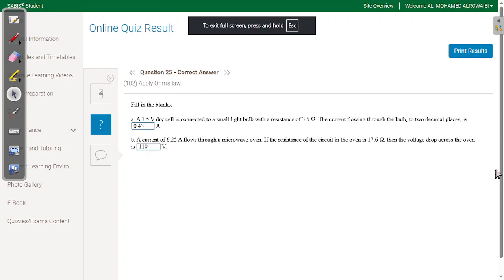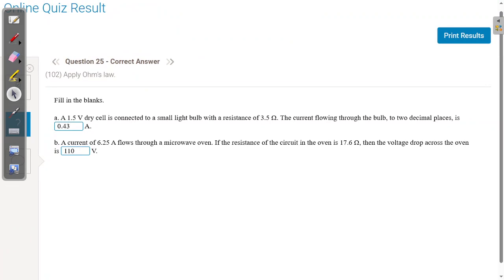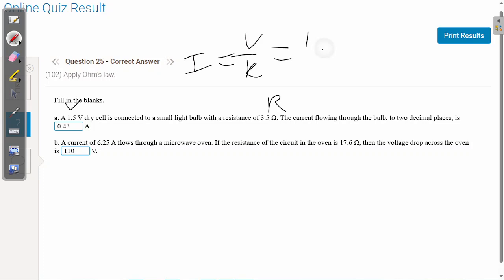Okay, a 1.5 volt dry cell is connected to a light bulb with resistance 3.5. The current is what? So I is equal to V over R. 1.5 over 3.5. You can get 0.42 whatever. You round it up, it will be 0.43.